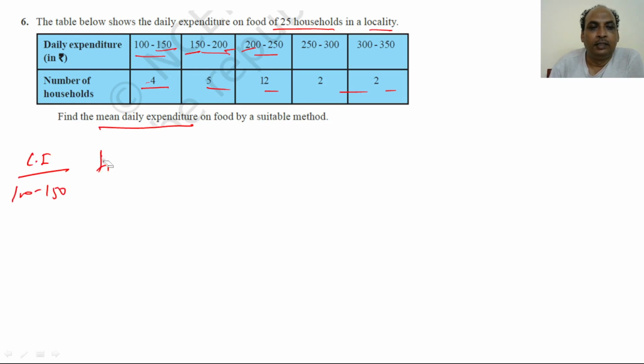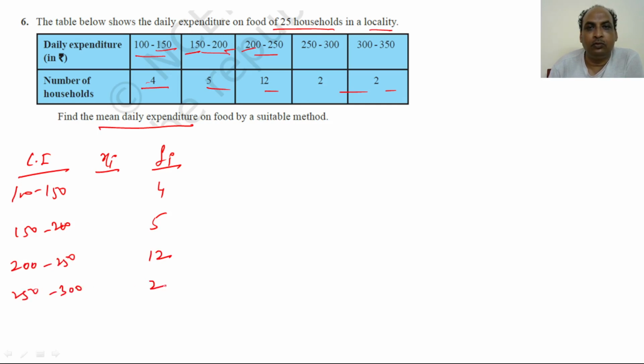So class interval 100 to 150, here xi will be there, fi will be there, so it is 4. 150 to 200, it is 5. 200 to 250, 12. 250 to 300, it is 2. 300 to 350, it is 2. Class interval already we have found.